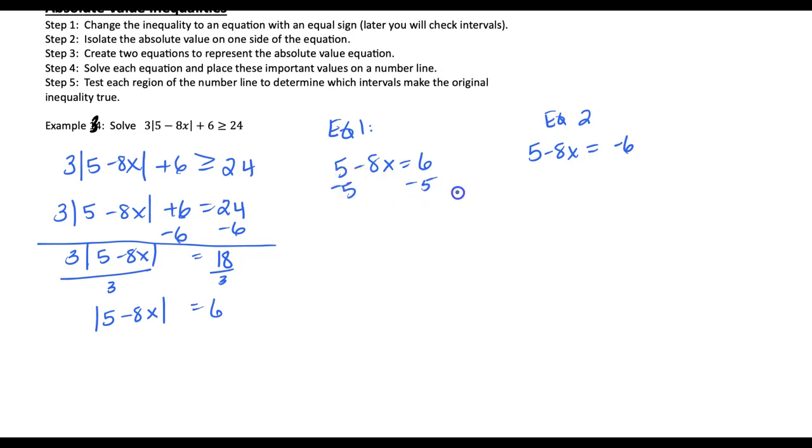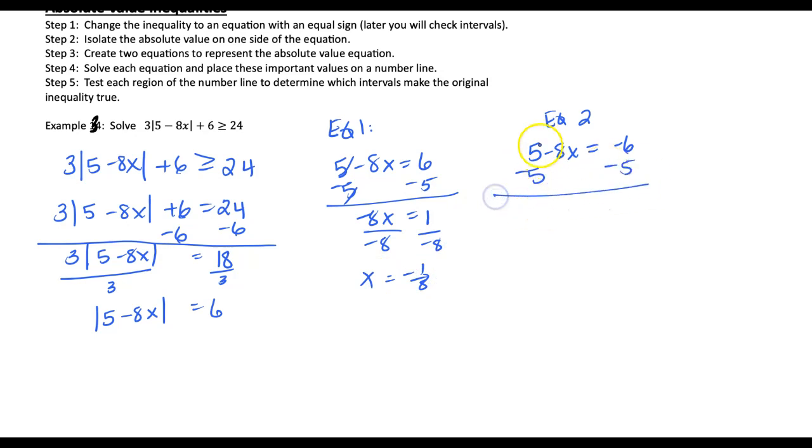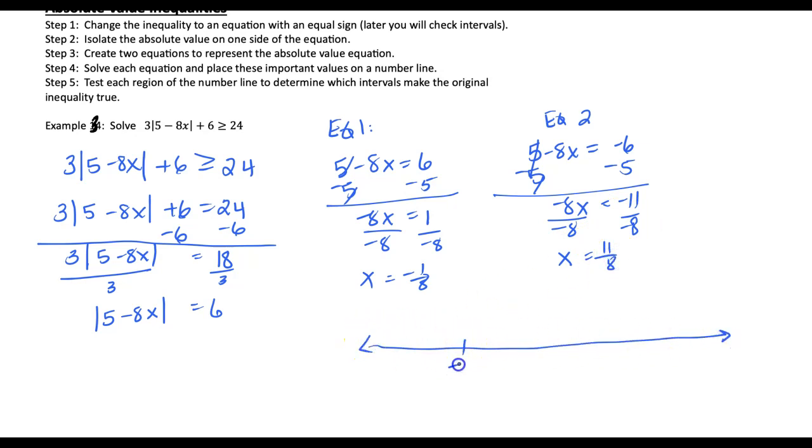Solve both equations. In one of them we get -1/8. And in the second equation, our negative over negative will become positive. We get 11/8. So let's put those on the number line. So here's -1/8, and here's 11/8. And we need to test something in each region. So maybe I'll test -1.